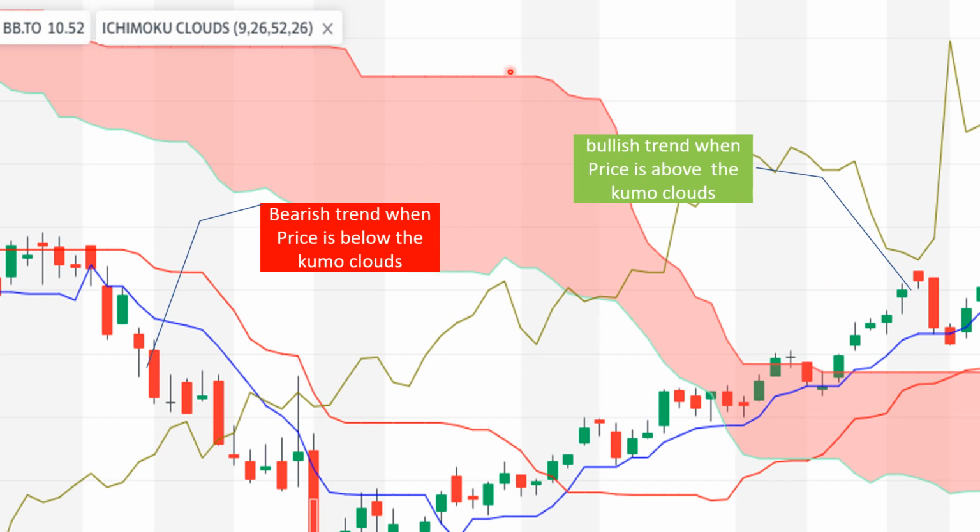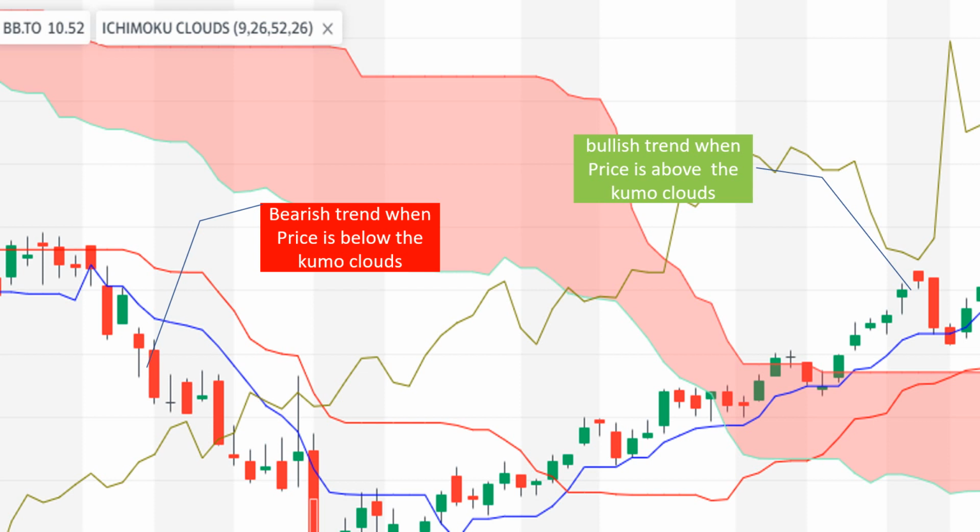Wider Kumo cloud means a strong dynamic support and resistance, and conversely thin Kumo cloud means weak or narrow dynamic support and resistance, which results in price consolidation, and traders should avoid trading. When price is in the Kumo cloud, traders should patiently wait until the price exits the Kumo cloud and then attempt entry.